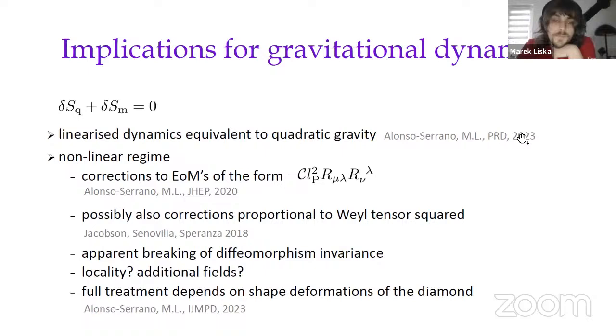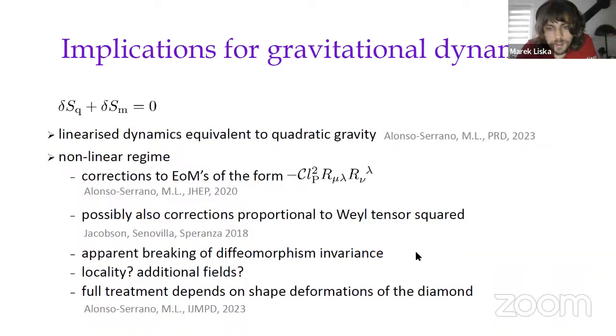The other option we can do is to go to the nonlinear regime. Naively, you would expect that you just get full nonlinear quadratic gravity, as that's what effective field theory of gravity would normally suggest. But it doesn't seem to be the case. Using some specific simplifying assumptions, we got correction terms that are proportional to the Ricci tensor squared, like this. And also, using a different kind of assumptions in vacuum, Ted Jacobson, Jose Senovilla, and Antoni Speranza got apparently correction terms that are proportional to the Weyl tensor squared.